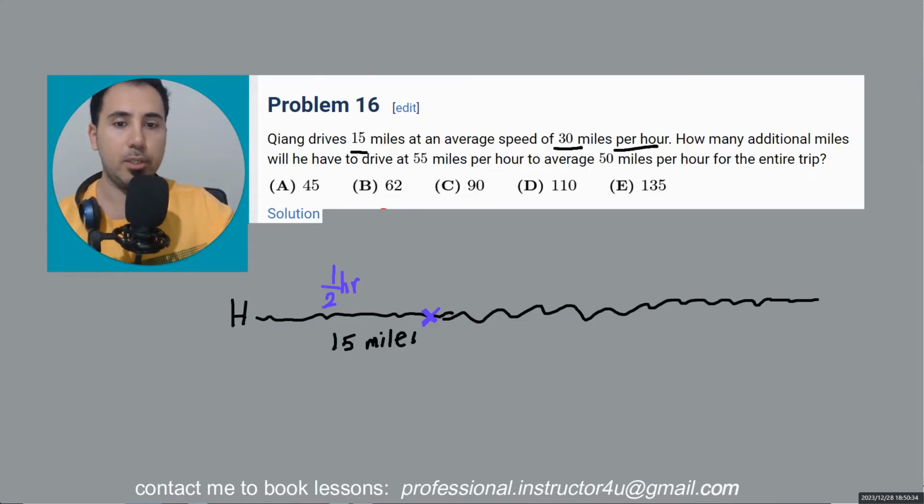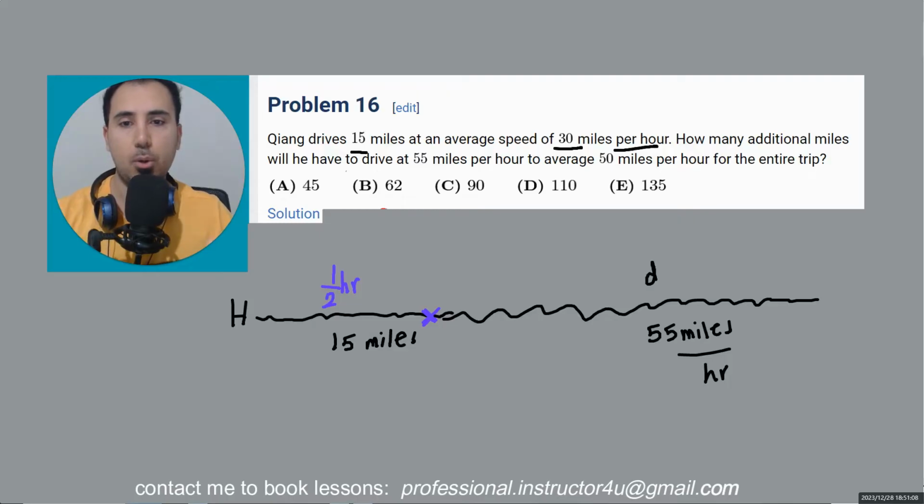Do we know how long the trip is? No, we don't know. So it's the distance, and we want to find the distance. Well, we have to drive at 55 miles per hour. So we have our speed, we're going to go with 55 miles per hour, so that the average speed is 50. Remember, total distance over total time is supposed to be 50.